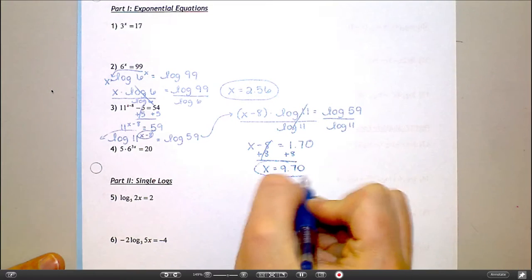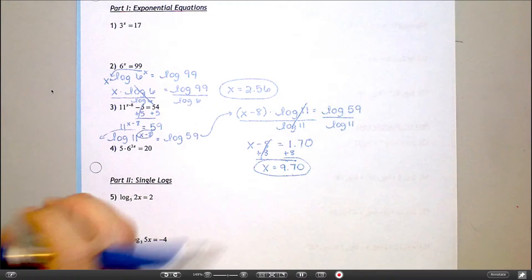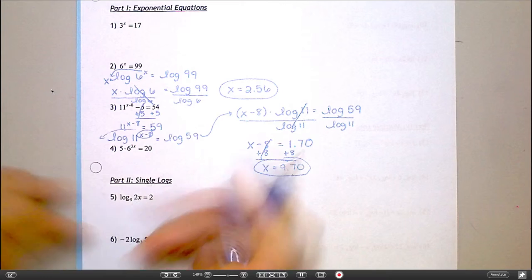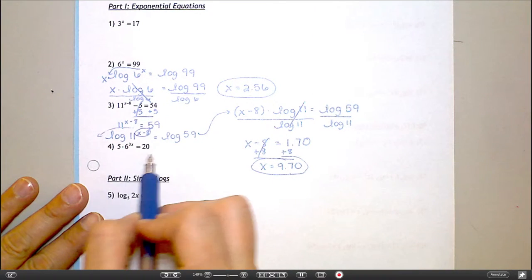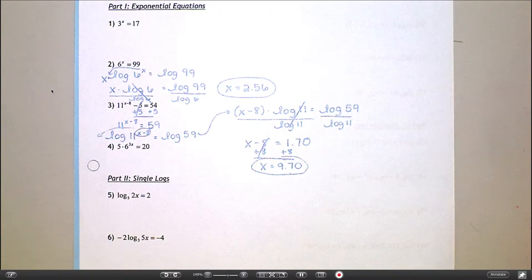Okay. Let's just talk through number 4 real quick. What's the first thing you would get rid of in number 4? I would get rid of the 5. So I would divide by 5 first. Then I would do your logs and move the 3x down in front, divide by log 6. So you're going to end up doing log 20 divided by log 6. And then you'll have 3x equals whatever that decimal is. And then divide by 3.